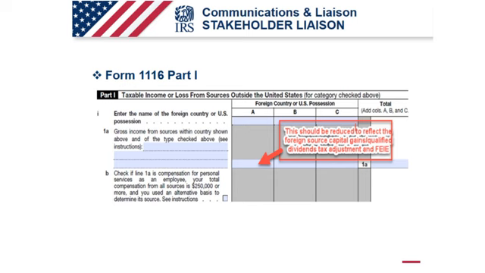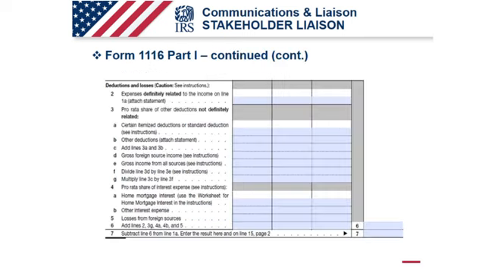Line 1B we don't see too often, but it says if the foreign source income you earned as an employee is $250,000 or more, and you used any alternative basis, you would check the box. And this refers to the way compensation is sourced when both U.S. and foreign, and it's based on normal facts and circumstances of the normal sourcing rules. Again, Pub 514 and the instructions have details if you come across that scenario.